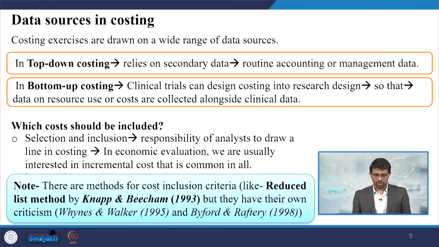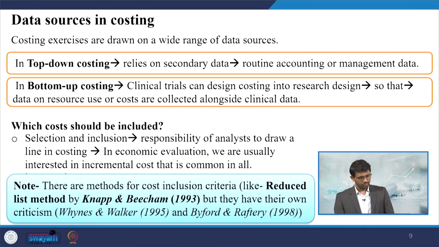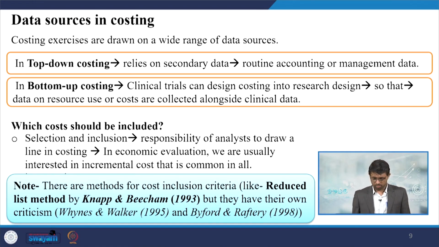Selection and inclusion criteria, if any, are important aspects of taking a decision. In this case, it is the responsibility of the analyst to draw a line in costing. In economic evaluation, we are usually interested in incremental cost, that is common in all. There are methods for cost inclusion criteria like the reduced list method by Knapp and Beecham 1993, but they have their own criticism, and other authors have extended the work, which we have cited here.